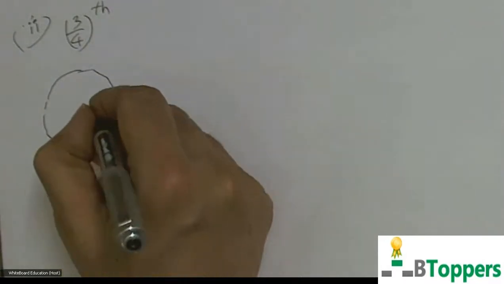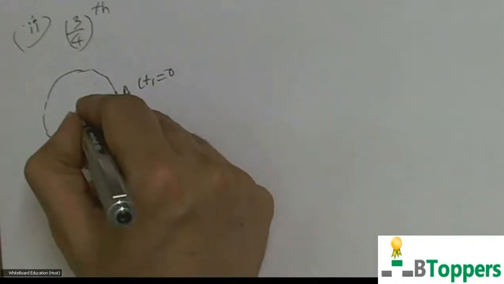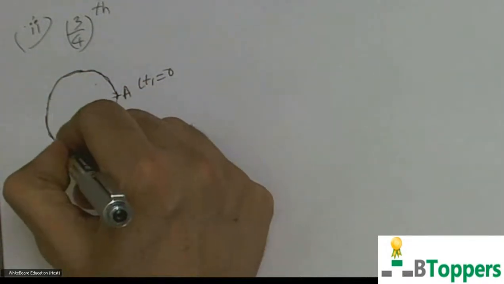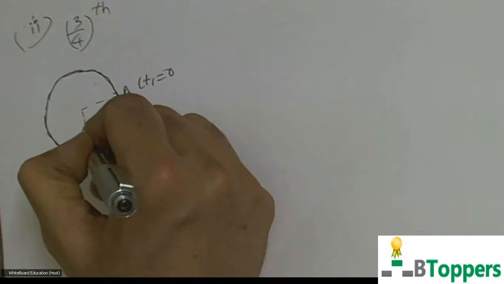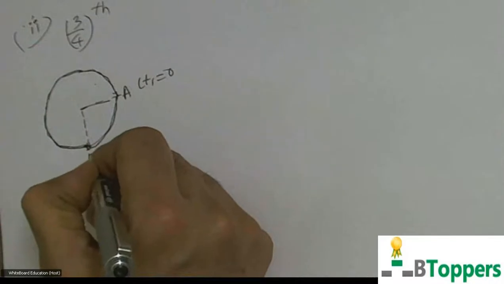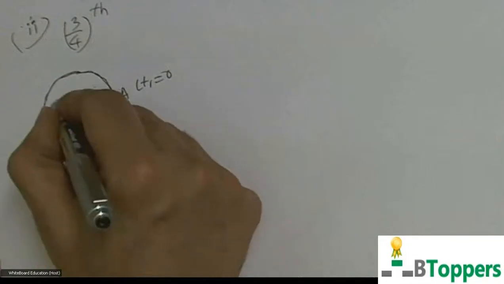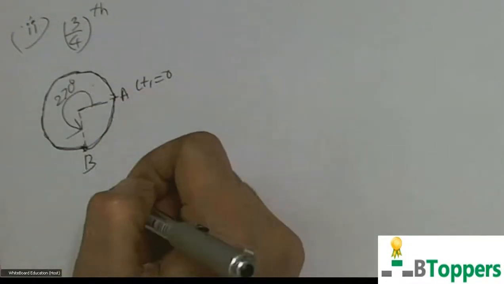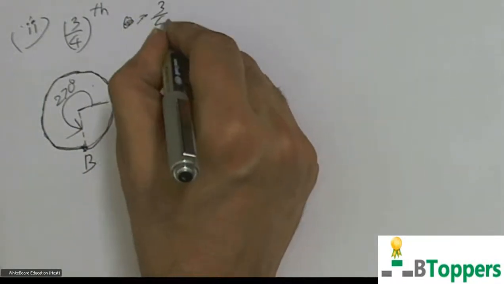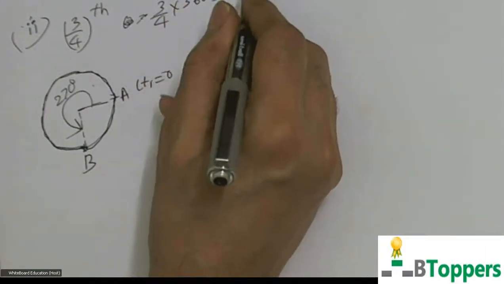Let A be the initial position of the particle at t1 equal to 0. After completing 3/4 of the revolution, it reaches the point B. That means the angular displacement for 3/4 of the revolution will be 3/4 of 360 degrees, or 270 degrees.